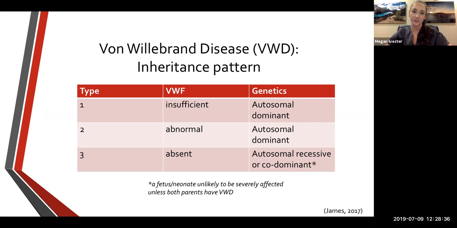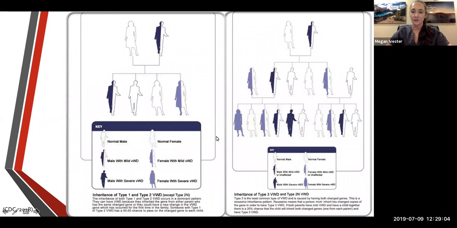The middle column is showing that in type 1, there's an insufficient amount of that factor. In type 2, there is an abnormal amount of that factor. And then in type 3, there's an absent amount of the von Willebrand factor. That's what makes it a little bit different than the other two types. But all together, the inheritance pattern can be autosomal dominant or recessive, and this just shows that pattern as well.